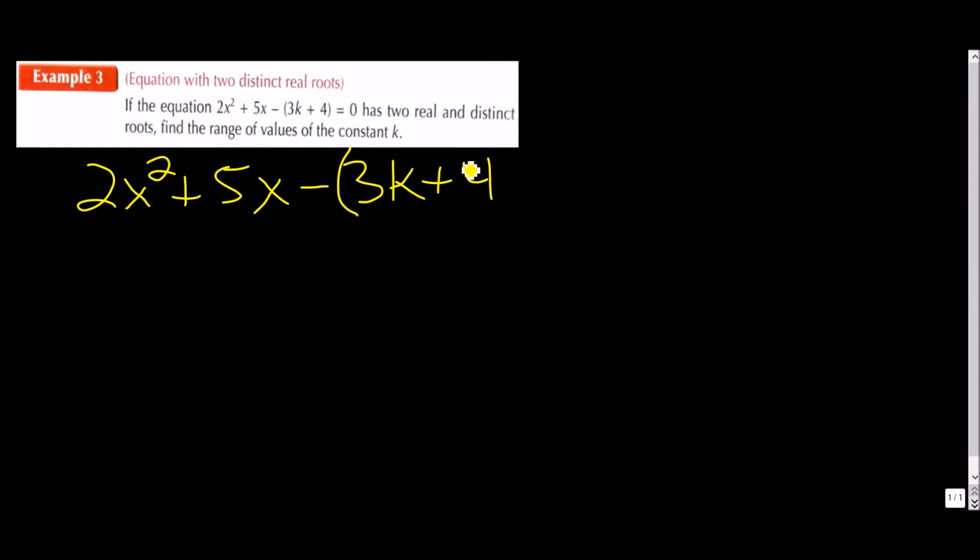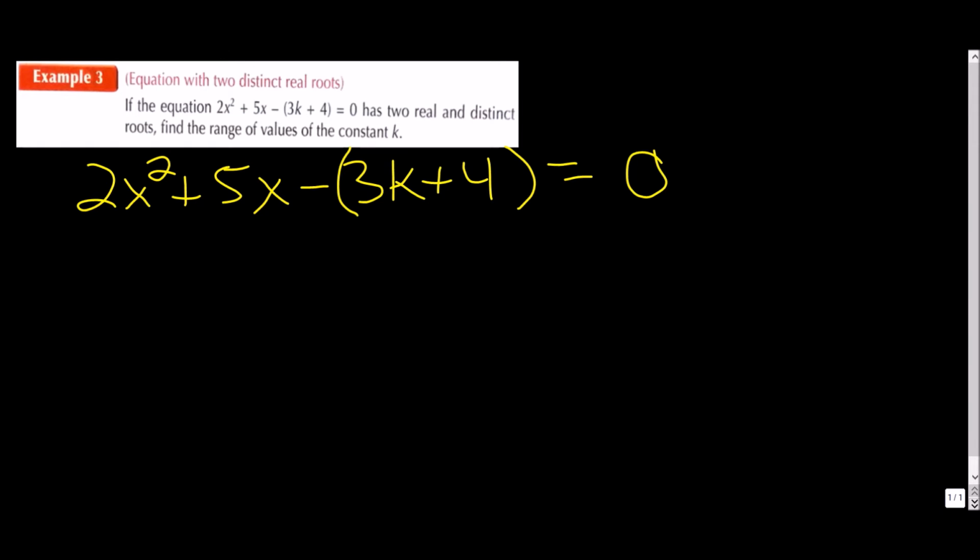Example 3 deals with an equation with two distinct real roots. So we look at the prompt. It says, if the equation 2x squared plus 5x minus the quantity 3k plus 4 equals 0 has two distinct and real roots, find the range of values of k. So we have the equation 2x squared plus 5x minus (3k plus 4) equals 0, and it has two real and distinct roots. What's the range?